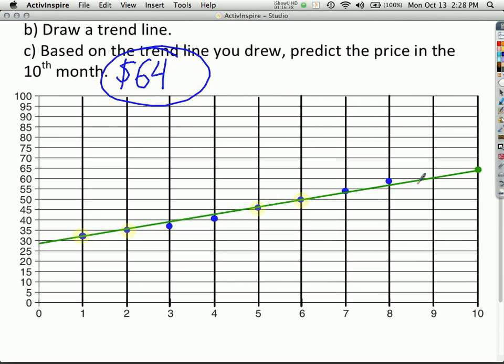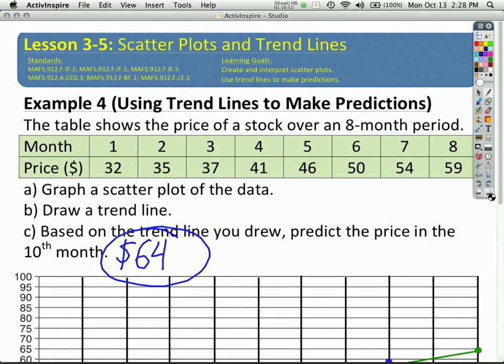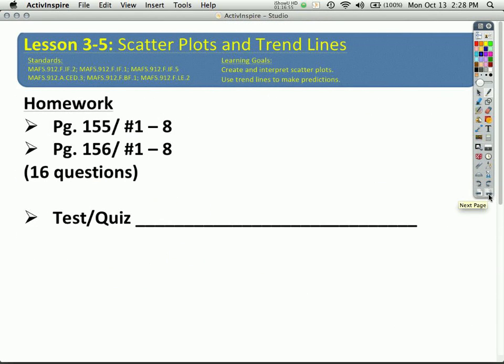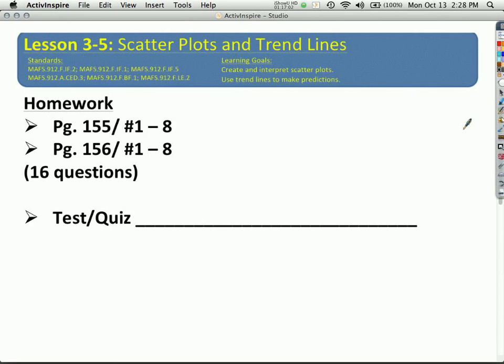And so that's what we've been building to. We've only done one example, and one example takes a little time. So unfortunately, it's not enough for you to be an expert, clearly. So the homework is going to involve doing the process a couple of times. Your homework is on page 155. You're going to do numbers 1 through 8. And on page 156, you're going to do numbers 1 through 8. And your next assessment is your quarterly, which will be on Thursday.